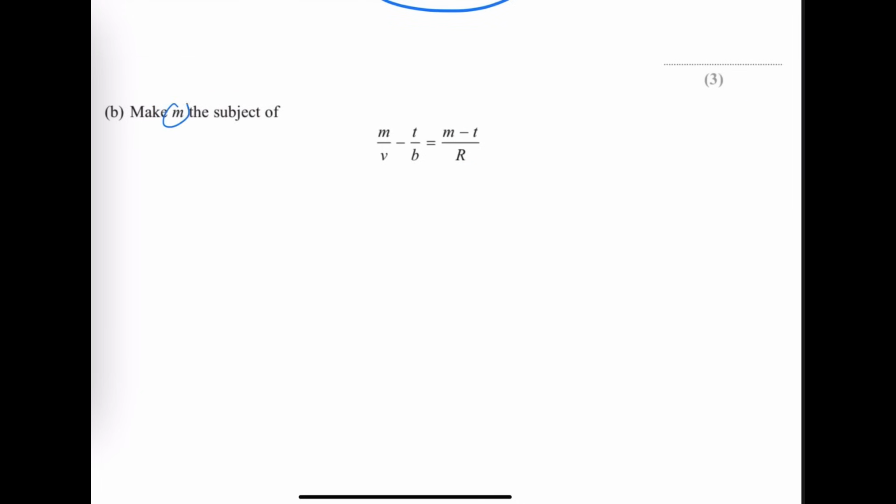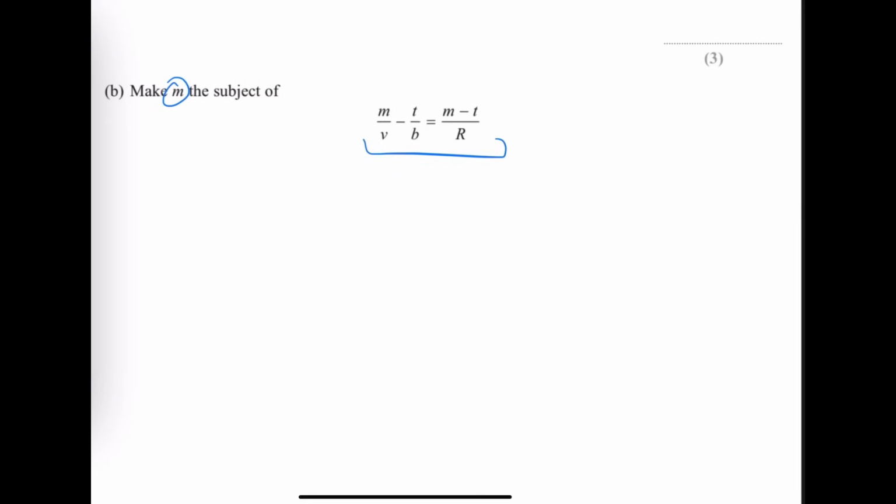Make m the subject of this equation over here. We can see that there are two m's right now, and we are going to aim to make it down to one, and they are both on different sides of the equation. The first thing we are going to do is make this into one complete term. Since we're subtracting from each other, we need a common denominator, which will be VB. So we just need to times this by B and this by V, then divided by each other.